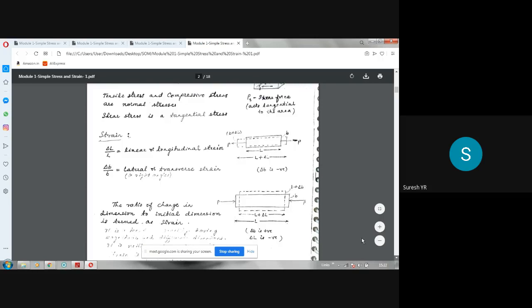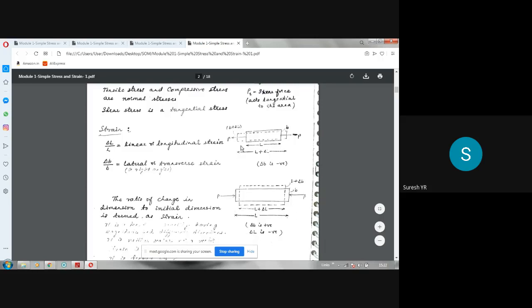Suppose you are measuring the strain along the length, it is called linear or longitudinal strain, denoted as delta L by L. Delta L is the change in length, L is the initial length. Or if you are measuring the strain along the lateral, meaning perpendicular to the linear, it is lateral. Along the length, it is linear. Perpendicular to it, it is lateral.